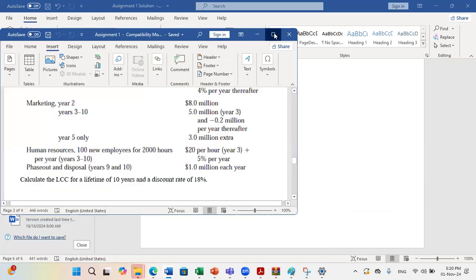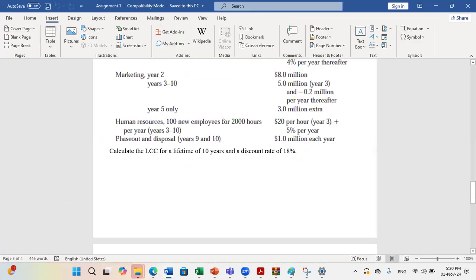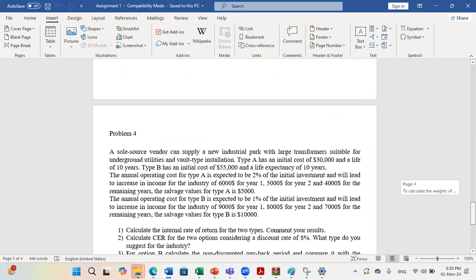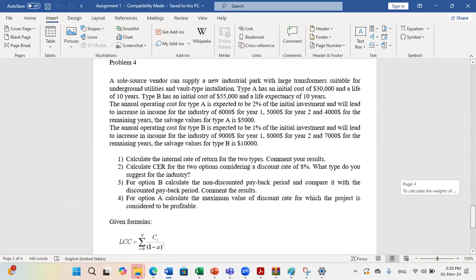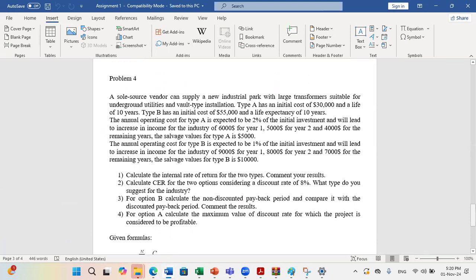Okay, so for problem 4, it was a little bit tricky because the values were really unpredicted. In general, you will not always have profitable projects in problems. So in case you get a negative NPV, this doesn't mean that you have an error. If you get a negative NPV, you say this project is not profitable.